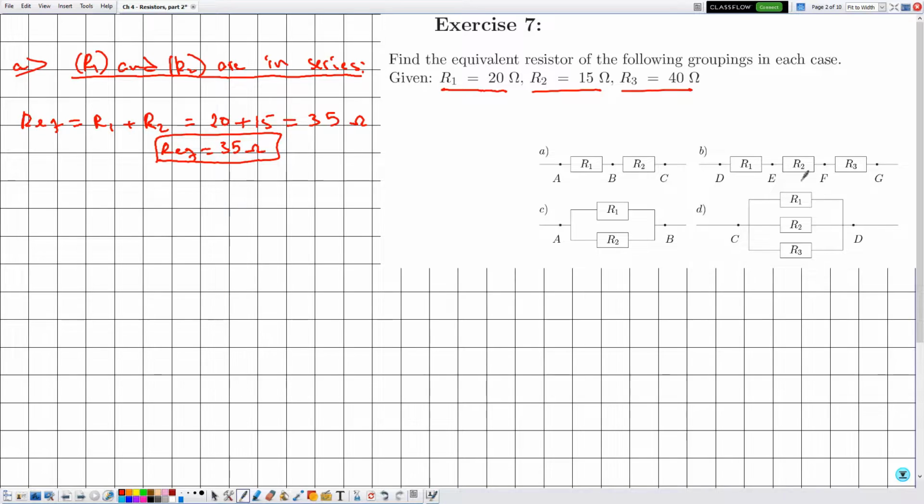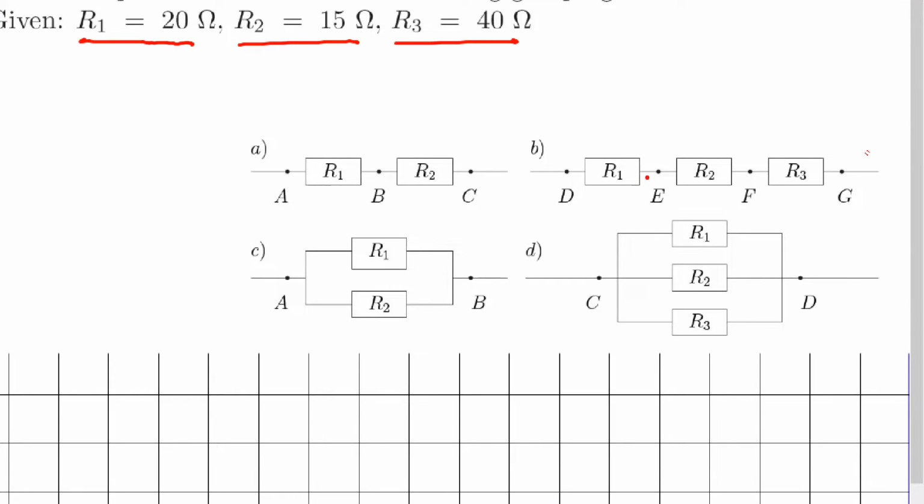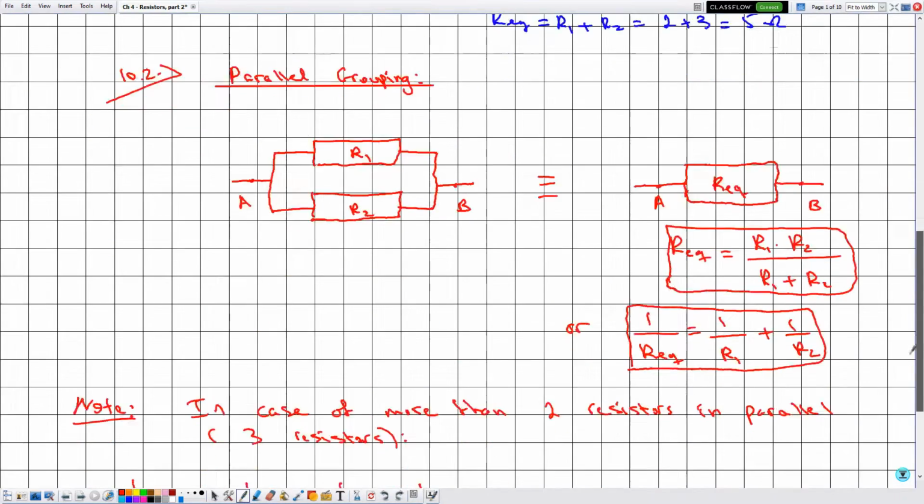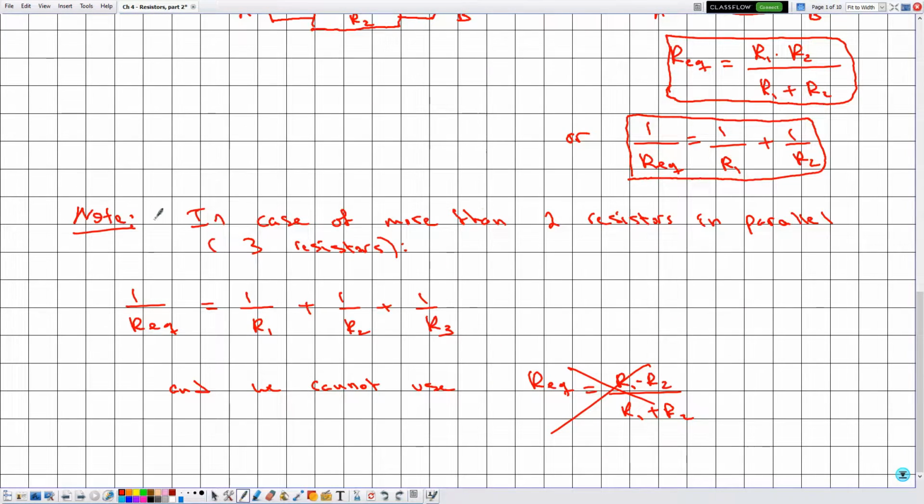So this is it for part A. And now as for part B, so notice that in part B we have 3 resistors that are in series. The point E is a common terminal for R1 and R2. The point F is a common terminal for points R2 and R3. And here, before we move to part B, let me also mention the following note. So here I have mentioned note number 1. Let me mention note number 2.